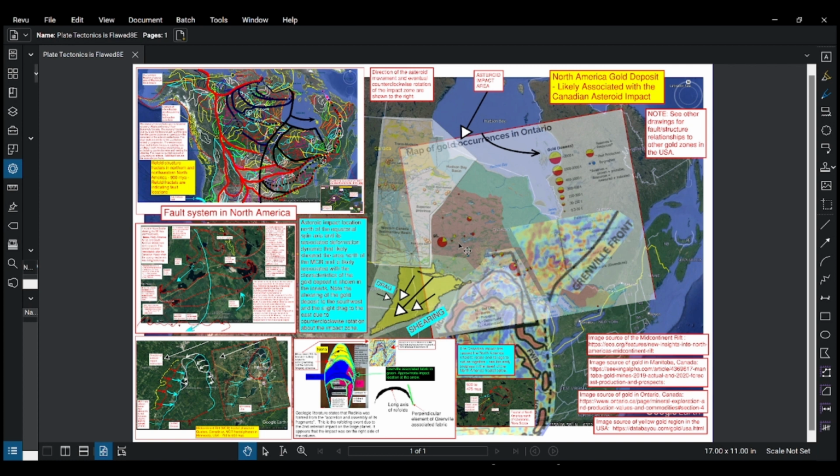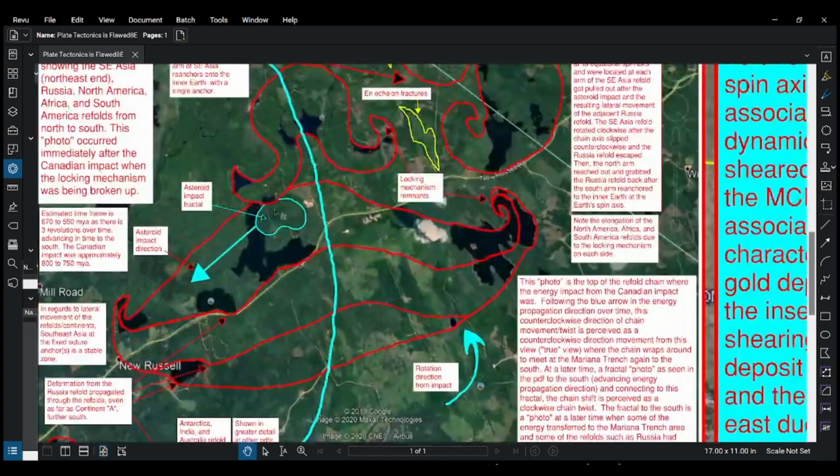The fractals verify actual conditions, such as the asteroid impact fractal. You can see here, there's another asteroid impact fractal there on the North America refold subdivision here. Right now it's stuck to Africa here and South America here. Africa and South America were the last to separate. That's what I was talking about.